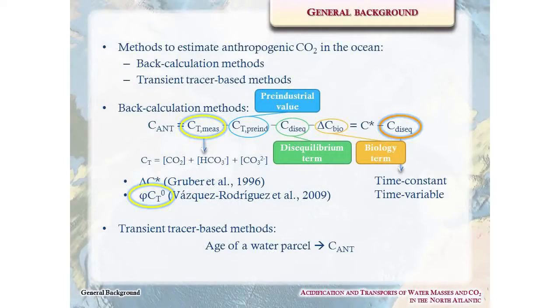Fundamentally, the main bulk calculation methods are the delta C star and the variations thereof, such as the phi C T zero method. There are other methods of bulk calculation, but these are the main ones. And the main difference between both methods is the treatment of this disequilibrium term. The delta C star method assumes a disequilibrium term that is constant over time, while the phi C T zero method takes into account the temporal variability of this term, and assumes a disequilibrium term that is proportional to the concentration of anthropogenic CO2 in the water masses.